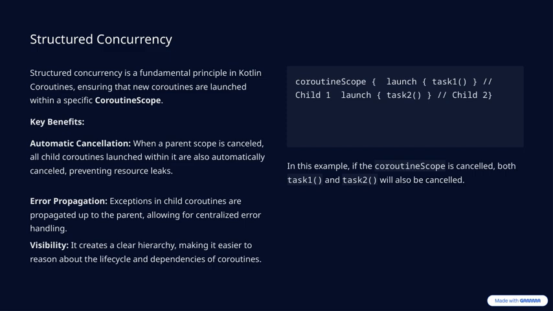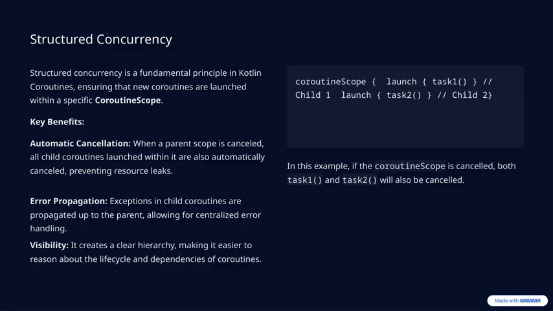When we cancel a parent scope, all the child coroutines running inside it are also canceled automatically, which is great for preventing resource leaks. Next, error propagation is simplified. If an exception occurs in a child coroutine, it gets passed up to the parent. This makes centralized error handling much easier.